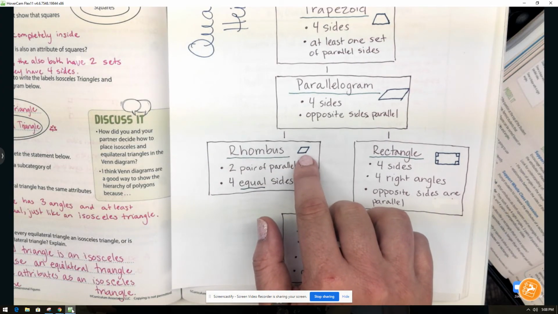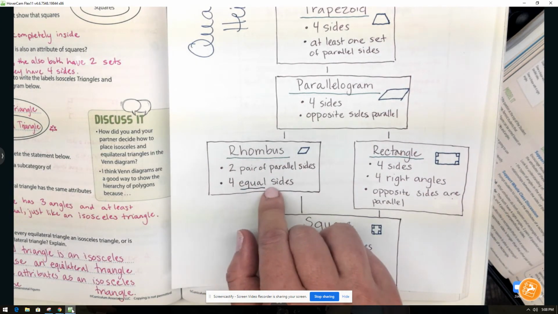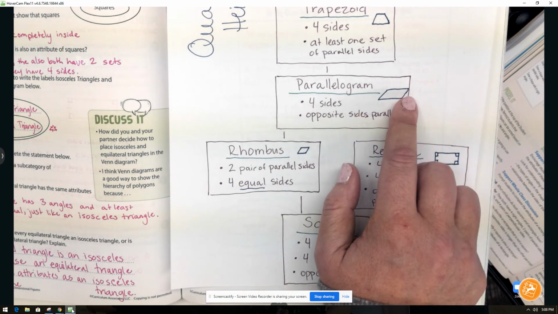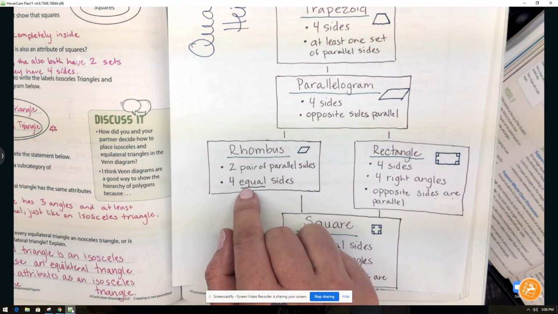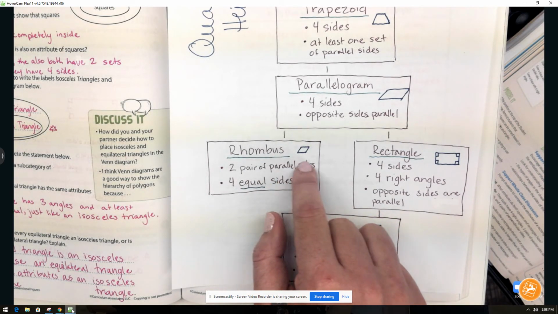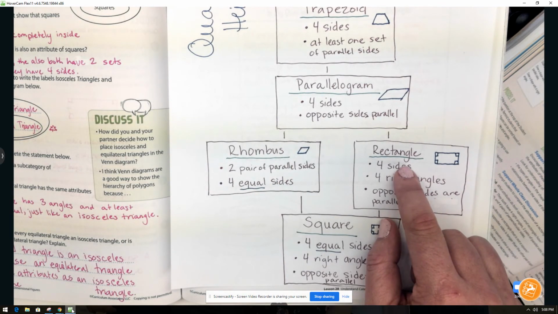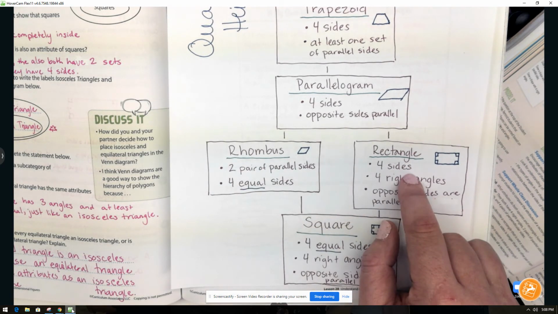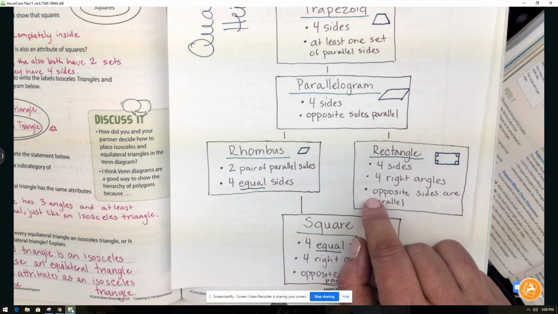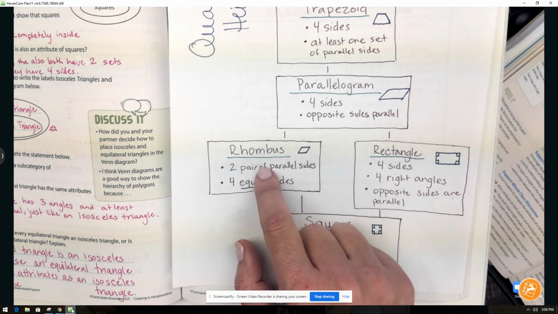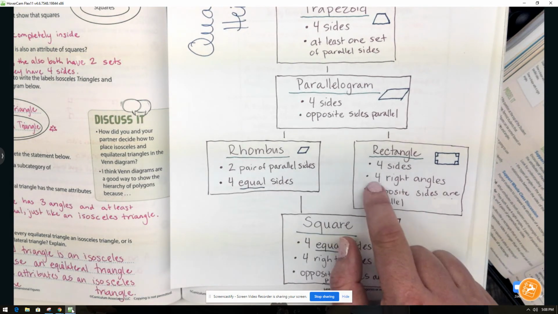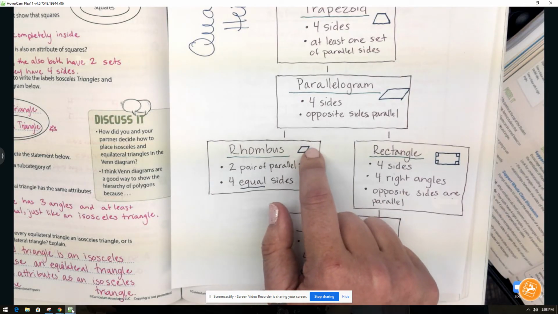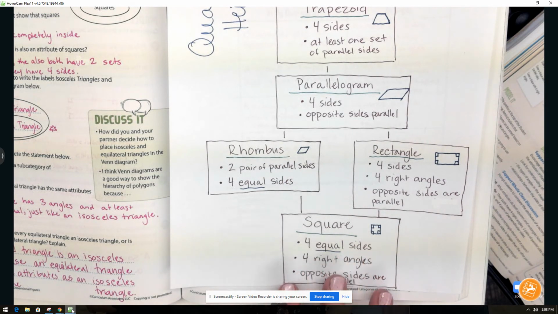A rhombus looks exactly like a parallelogram because it has 2 sets of parallel sides, just like a parallelogram. It also has 4 sides, but with a rhombus, all 4 sides are equal. Now, a rectangle is not a rhombus because the rectangle has 4 sides. It has opposite sides that are parallel, like the rhombus. However, a rectangle has 4 right angles, and a rhombus doesn't have any right angles.